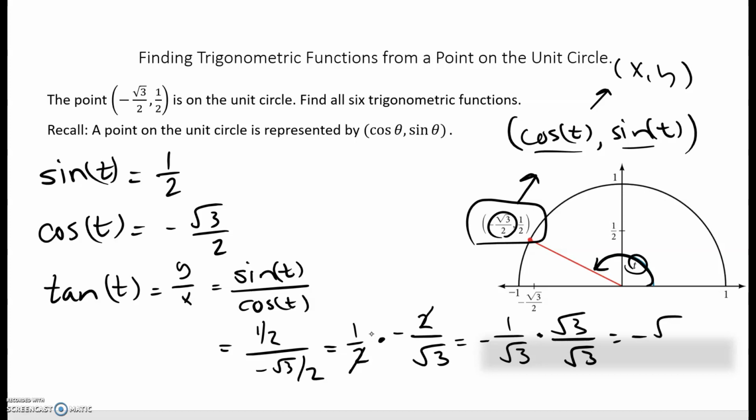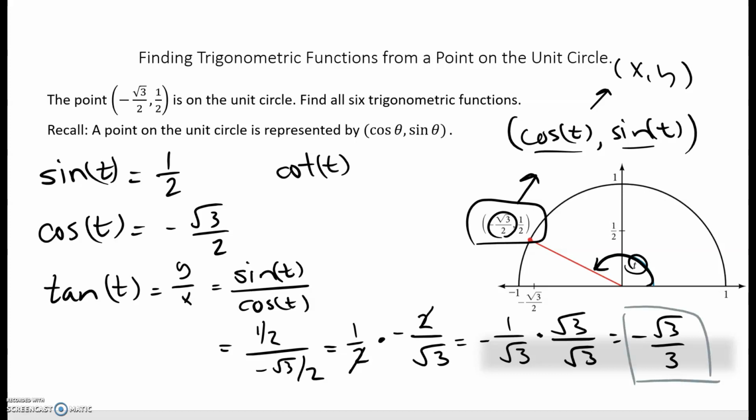So this will be negative square root of 3 over 3. And that'll be your final answer for tangent. Okay, now if we find cotangent, well, what we would do is we would flip tangent.